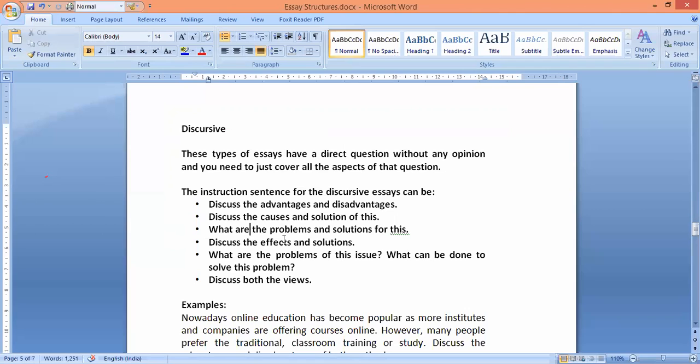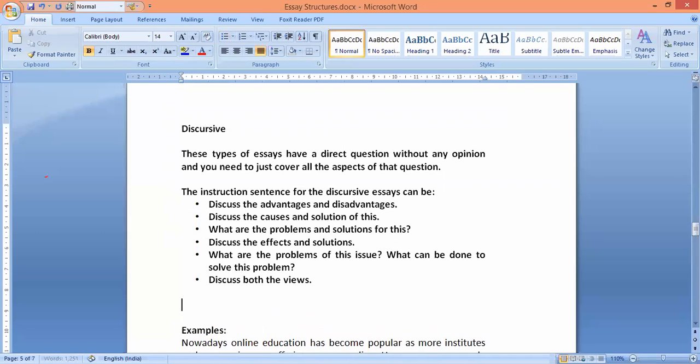No, there is no opinion in this discussion. You have already written that without any opinion, you need to just cover all the aspects of the question. You just need to discuss both sides and end it with a conclusion without giving an opinion. Without opinion, it's very easy.